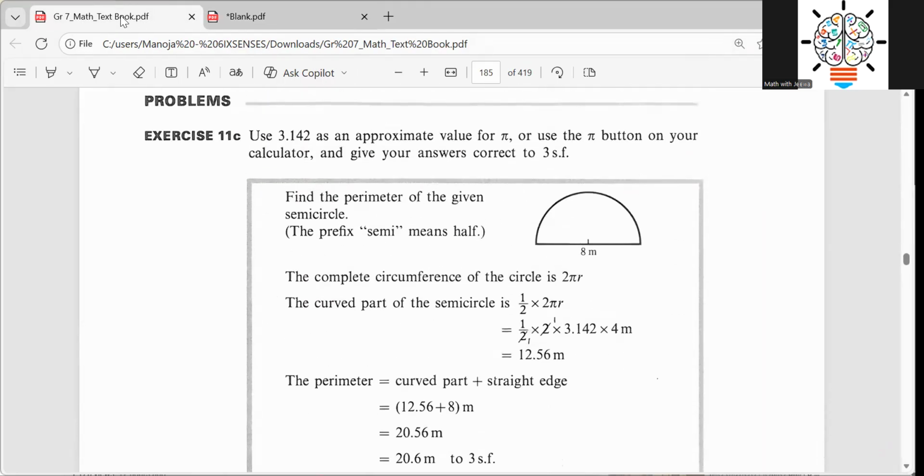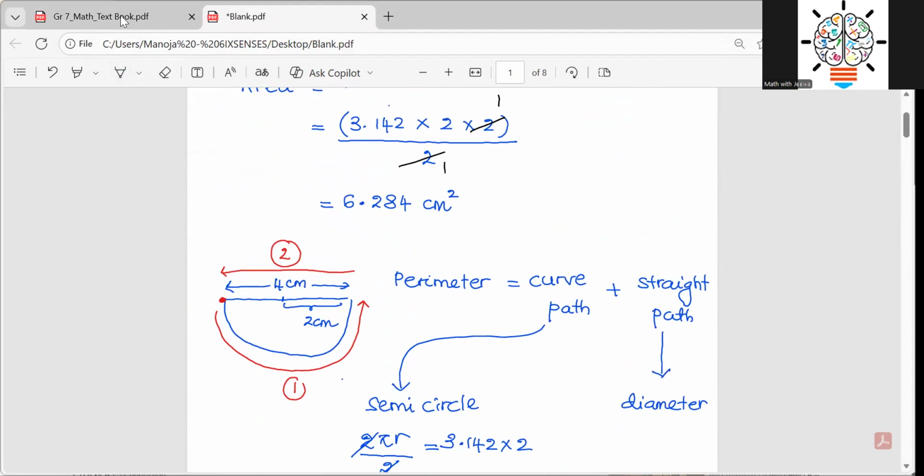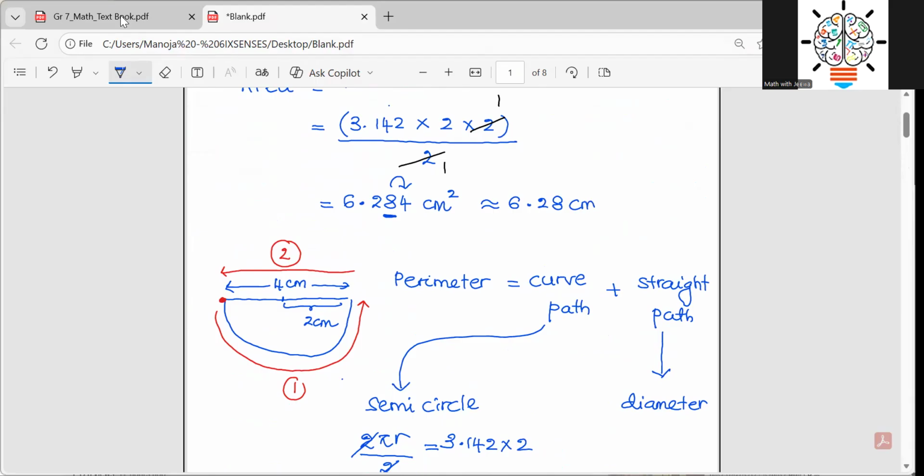You want to correct the answer to 3 significant figure. The earlier one, I think we didn't consider that thing. If you want to correct this to third significant figure, this is the third significant figure. No? Then I look at the next number. When I look at the next number, I don't have anything to add. I just write 6.28 centimeter squared, and inside the bracket I write 3SF. This is how you want to write the complete answer.